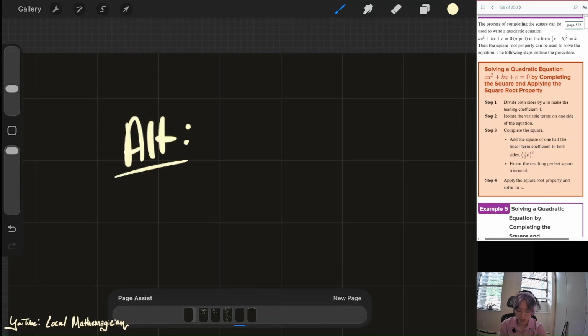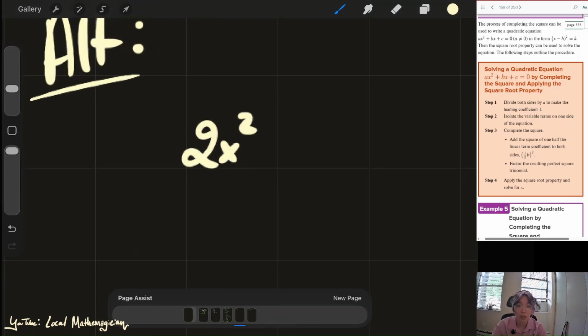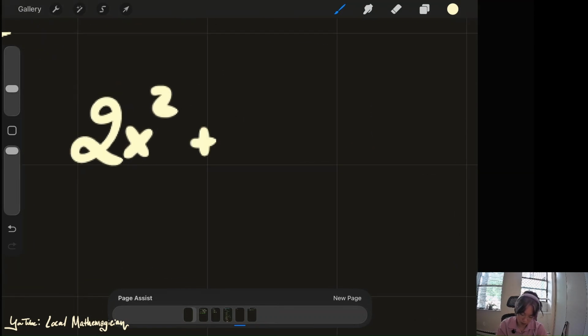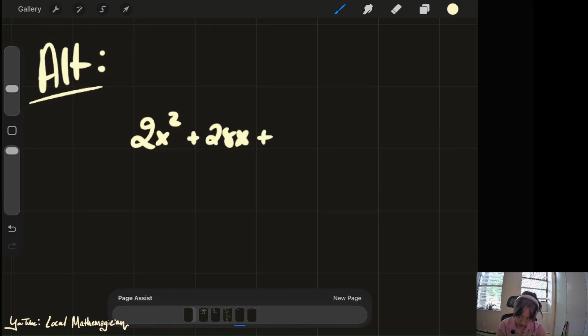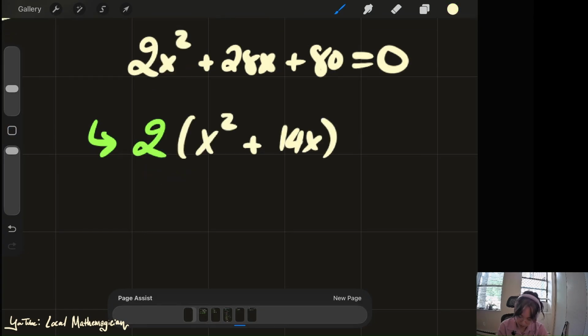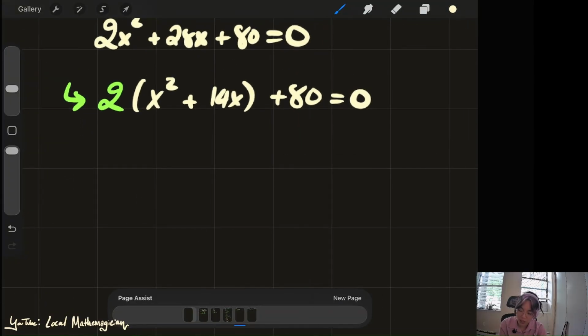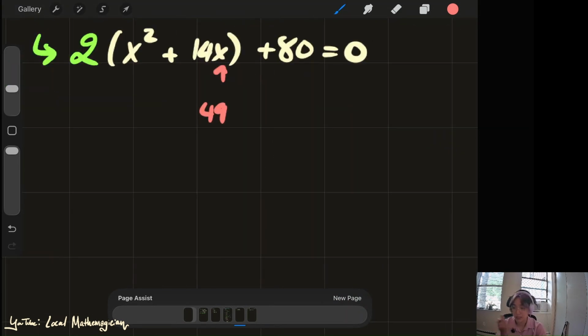An alternative method, and this is going to be nice for graphing later on, is to say 2x squared plus 28x plus 80 is equal to 0. Instead of dividing by 2, we factor 2 out. I know, it's a little silly. And we can factor it out as 2 parentheses x squared plus 14x plus 80 is equal to 0, right? And once you get to this point, you can say, I know what value should be here. It's the same as earlier, right? It should be 49, right?